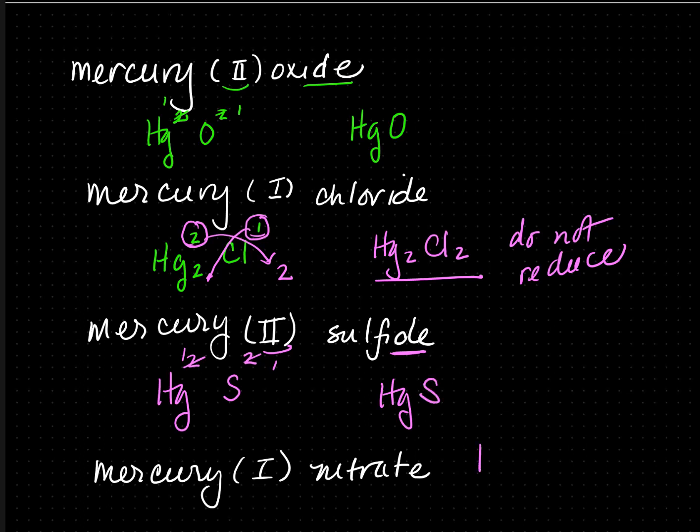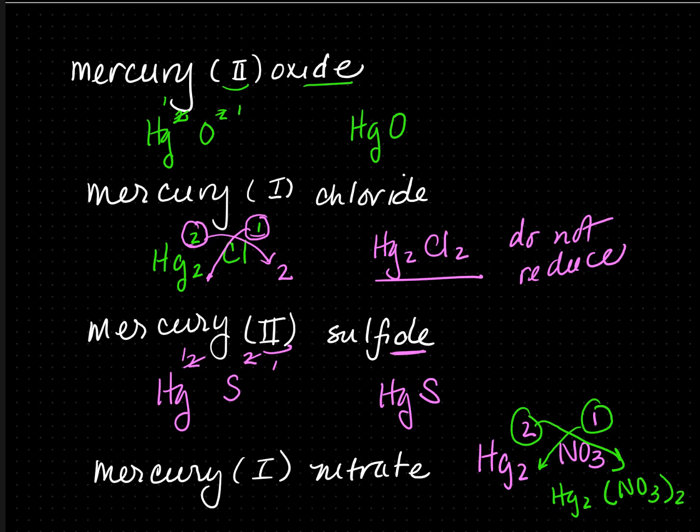Mercury 1 nitrate. Mercury 1 is Hg2, 2+. Nitrate is NO3, charge of 1. 2 and 1 are not reducible, so we just crisscross down. The 2 from the mercury goes to the nitrate. The 1 from the nitrate goes to the mercury, so this is Hg2. Parentheses, because there's more than one nitrate, parentheses 2. And again, we do not reduce these out because it states that this is mercury 1.